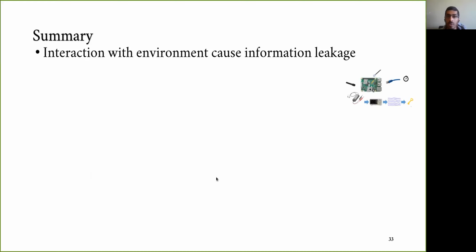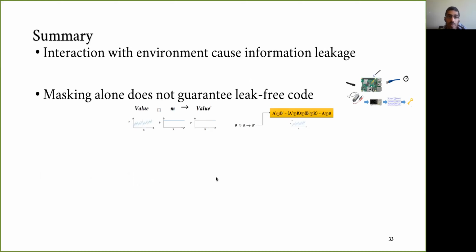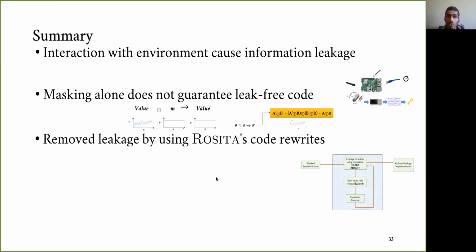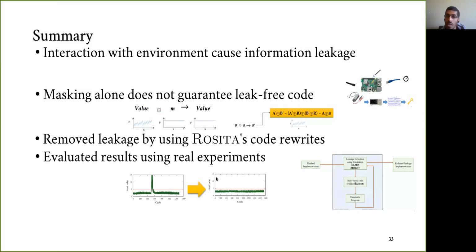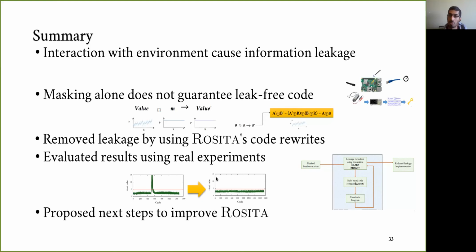We first started with what a side channel attack is, and we explained how it leaks. And we said that masking is not working correctly because of practical reasons, and we showed how Rosetta works, and then evaluated our results using real experiments, and we proposed next steps to improve Rosetta. So that concludes my presentation.